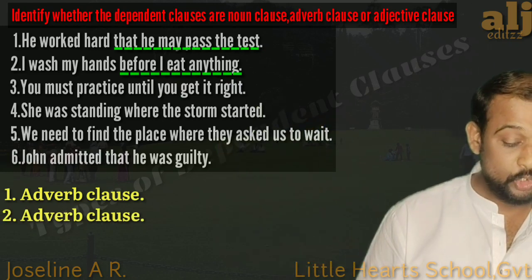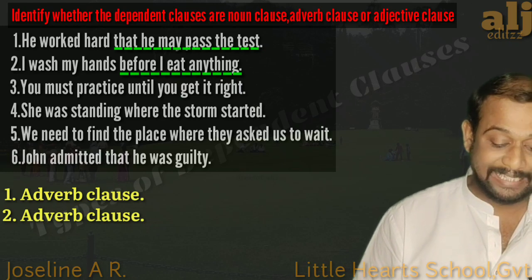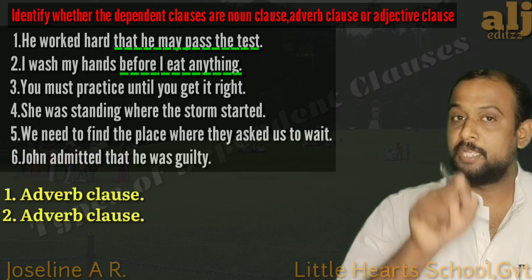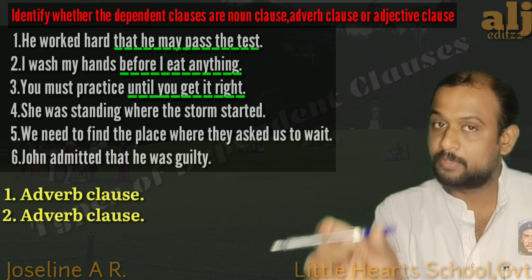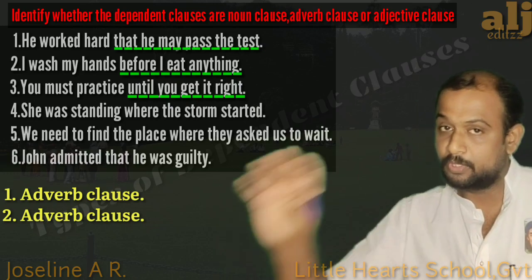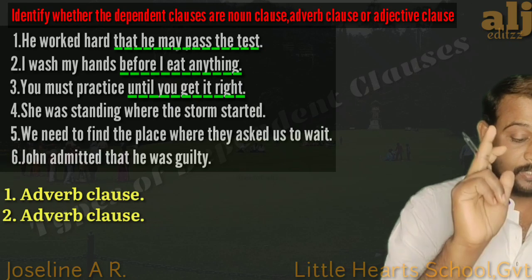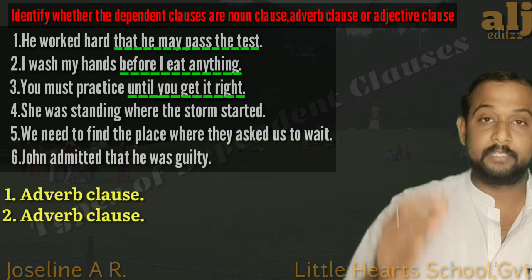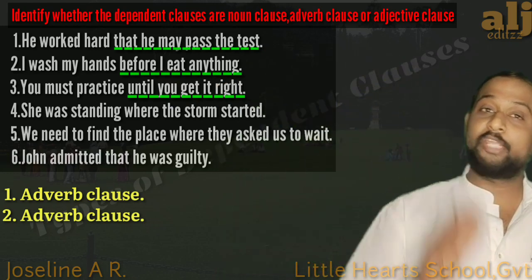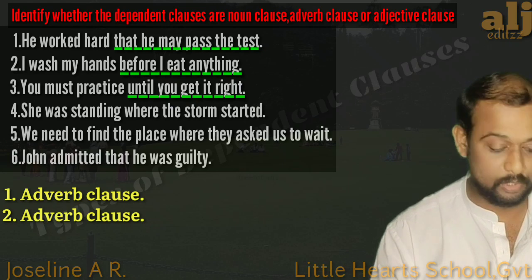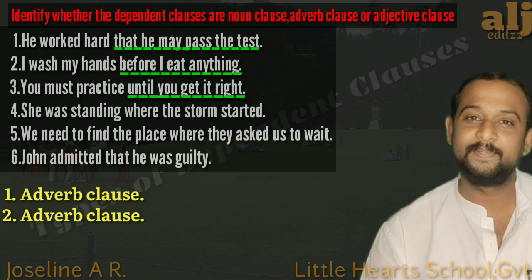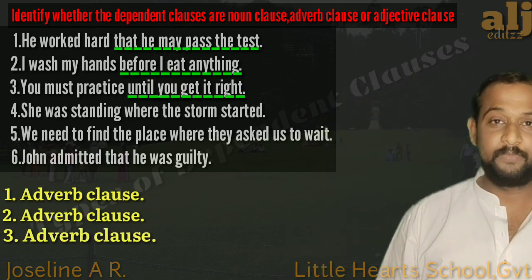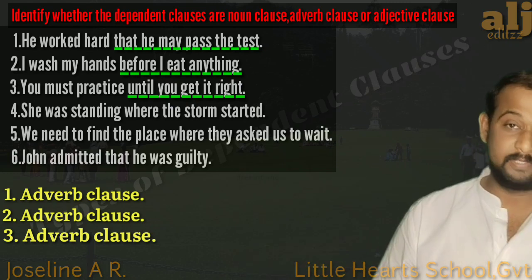Got it? Third one. You must practice until you get it right. "Until you get it right" is a subclause because "until" is the subordinator. A subordinator introduces a clause. It is a subclause, I mean a dependent clause. The main clause is "you must practice". So you have to form a question using "you must practice" to get "until you get it right". How will you form it? How long must you practice? The question is formed using how. So this is again an adverb clause. First, second, third, all the three are adverb clauses.